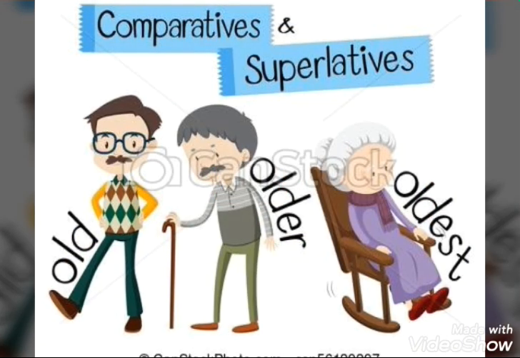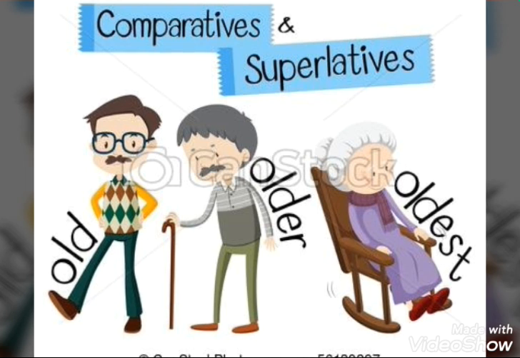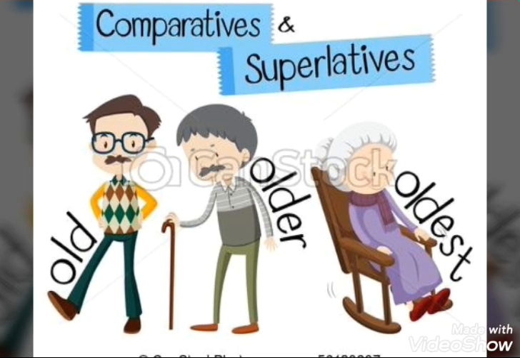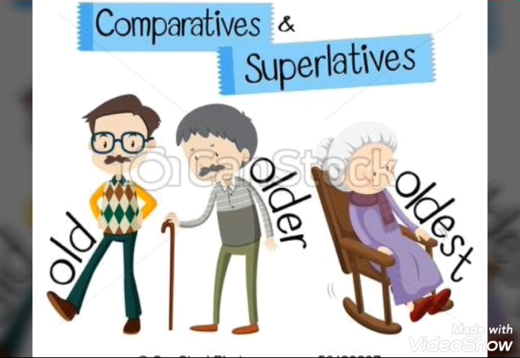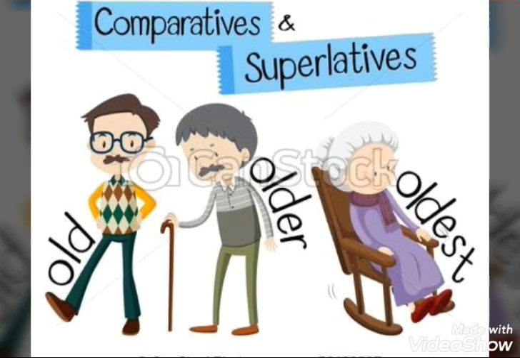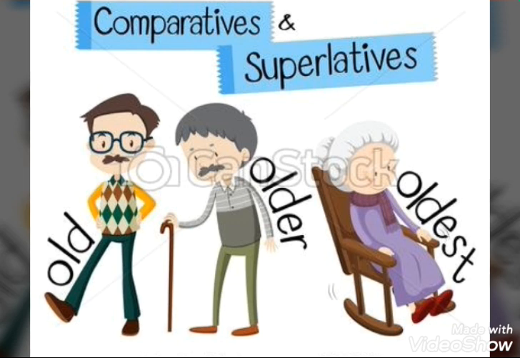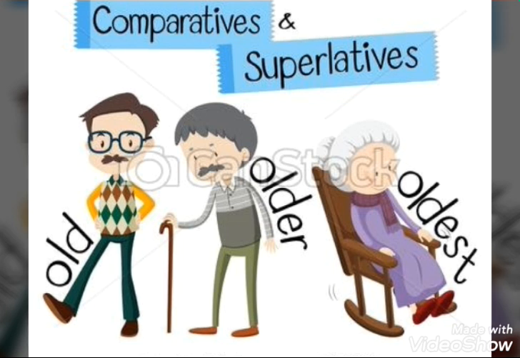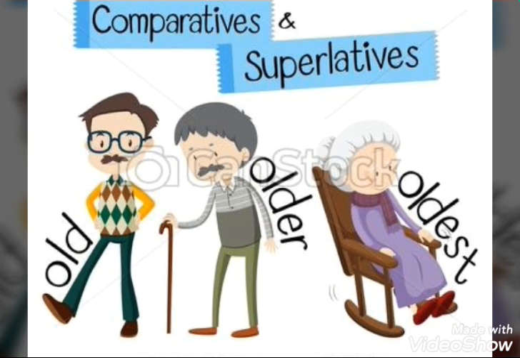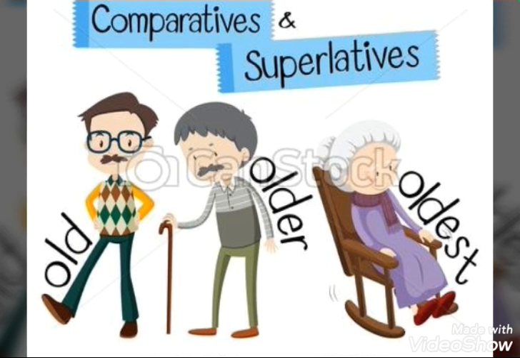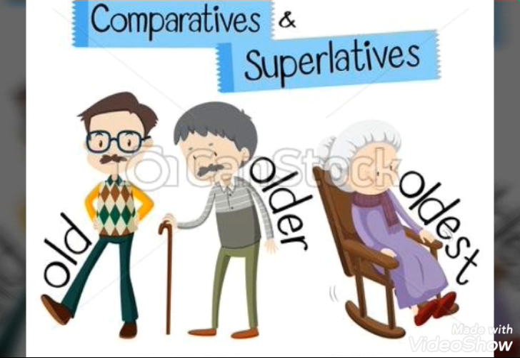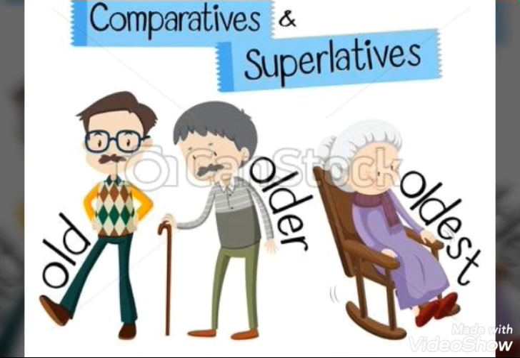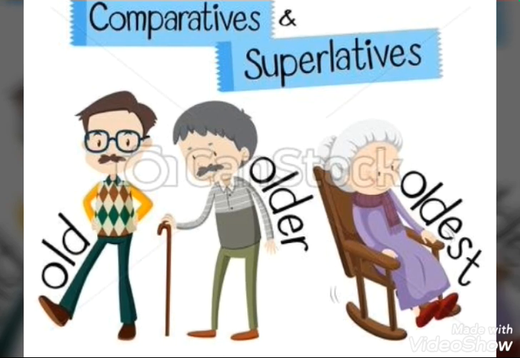This man from the left is old. What about this man, man 2? He is older than man 1. And which one here is the oldest one? This woman is the oldest one. She is the oldest person. So we have old, older, oldest.